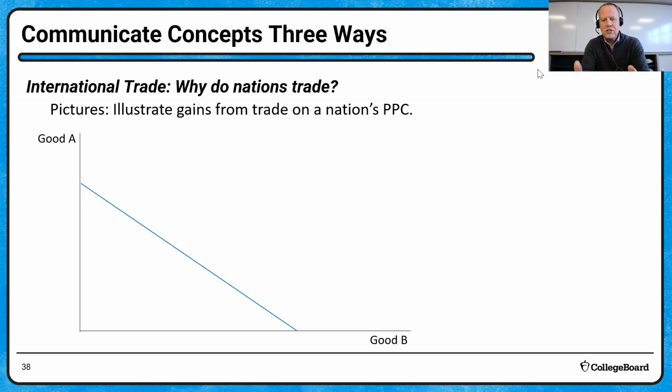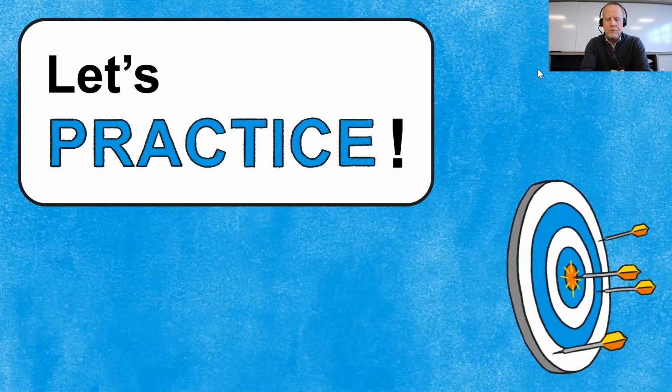So what we would have to do, using a generic PPC like this, if we wanted to illustrate that gains from trade existed, is simply show that a nation benefited by being able to consume beyond their production possibilities. It's not necessarily that they're producing beyond them, they are consuming beyond their production possibilities. We'll come back to that in just a moment. So all that said, let's practice.